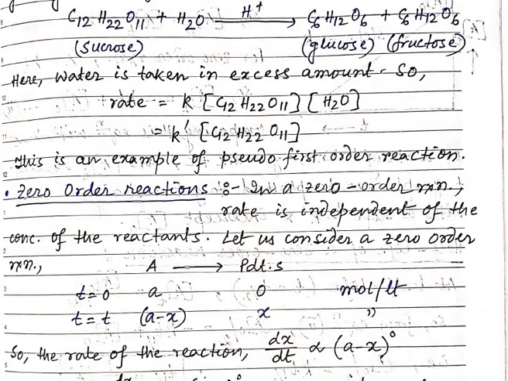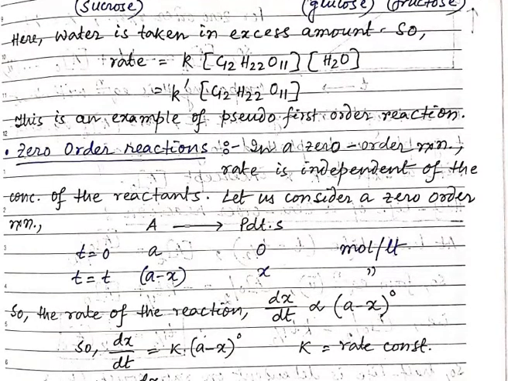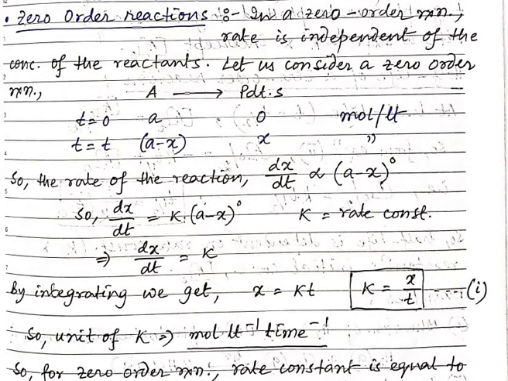So now I will start with the zero order reaction, then the first order reaction, and then the second order reaction. So first of all, the zero order reaction. In a zero order reaction, the rate is independent of the concentration of the reactants.